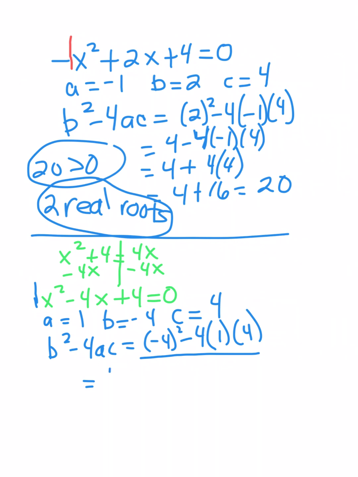-4 squared, that's going to give us 16, minus 4 times 1 times 4, which is also 16. So you can see in this case we got 0. When our discriminant equals 0, that means that we have 1 real root. Whoops. Let's see if I can get rid of that. There we go. Perfect.